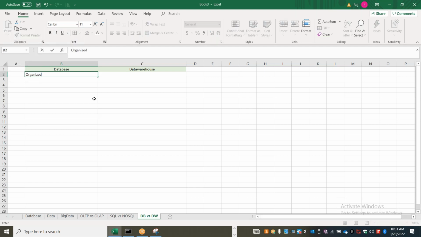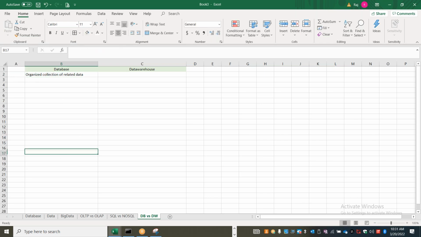Okay, let me complete it. So it's an organized collection of related data. I would say we have been discussing that, right? So database, SQL, RDBMS, and OLTP. These four are closely related terms.